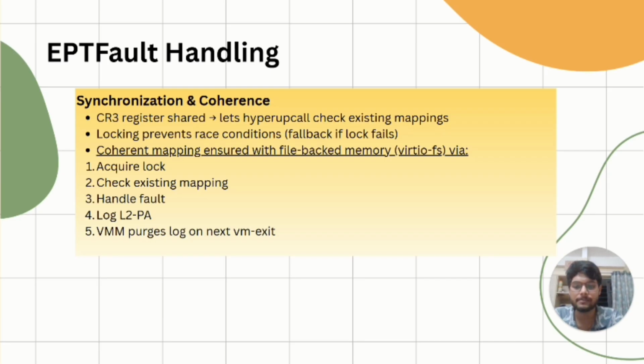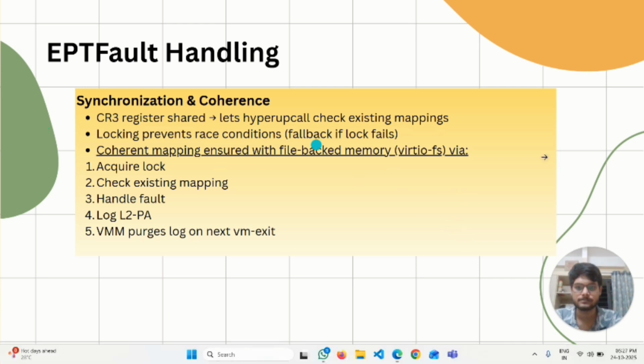The process involves five main steps. First, acquiring a lock. Second, check the existing mapping. Third, handle the fault. Fourth, log the L2 physical address. And fifth, have the VMM prog log on the next VM exit. Together, these steps keep the page tables of L1 and L2 consistent.